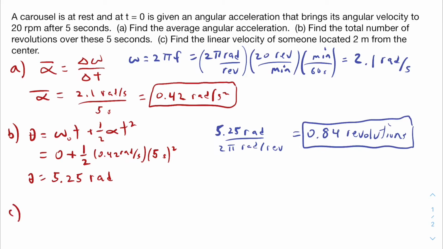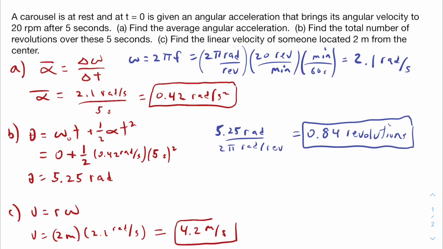Finally, part C asks us to find the linear velocity of a person located 2 meters from the center of the carousel. In my previous video, I showed how we could find the linear velocity of a point on a rotating object by multiplying the radius to that point by the angular velocity of the object. Plugging in the given radius of 2 meters and the angular velocity that we found in part A, we find that the linear velocity is equal to 4.2 meters per second.